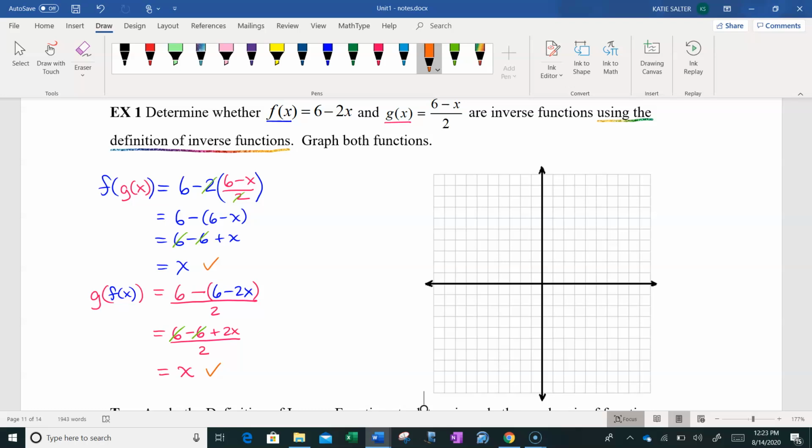All right, so these are just lines. Starting out with the first one, we have a y-intercept of 6 and a slope of negative 2. So we're going to graph this line.